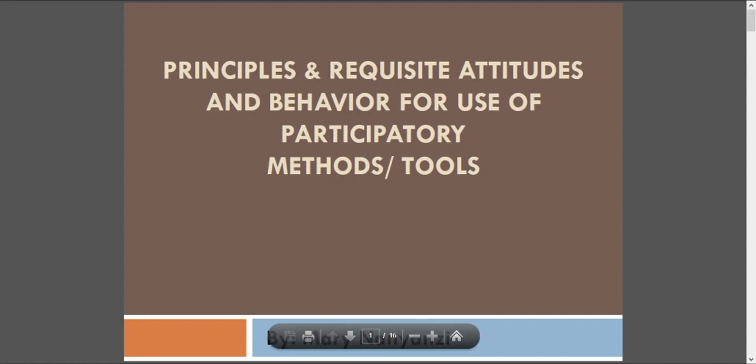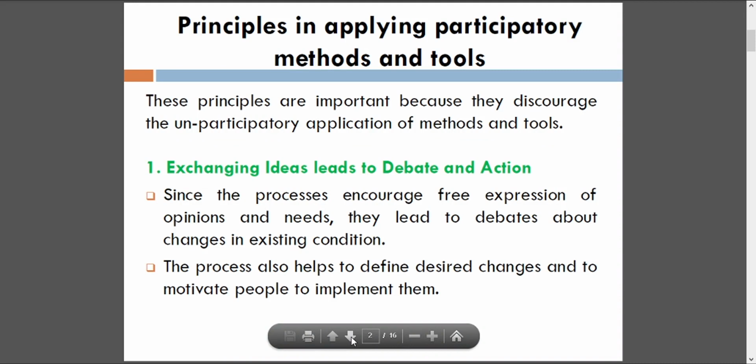You're welcome to today's lecture on principles, requisite attitudes, and behavior for use of participatory methods and tools. So let's start by looking at the principles that are used in applying participatory methods and tools. We see that these principles are important because they discourage the unparticipatory methods and tools.